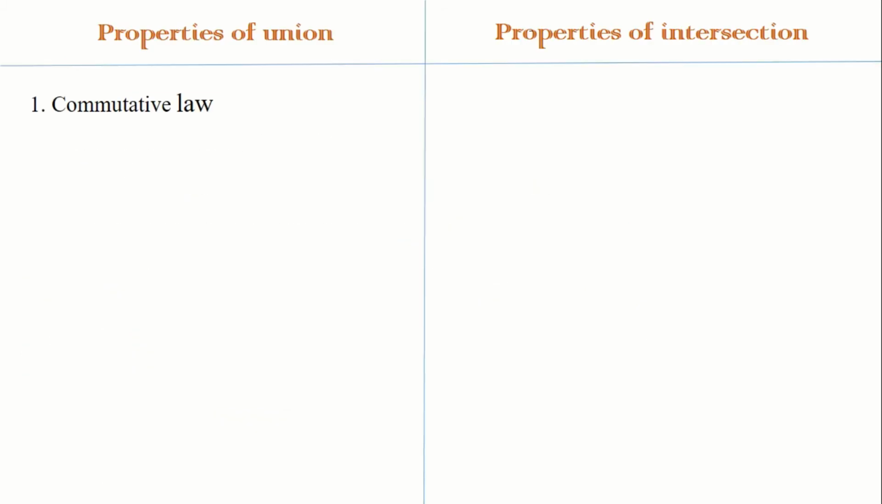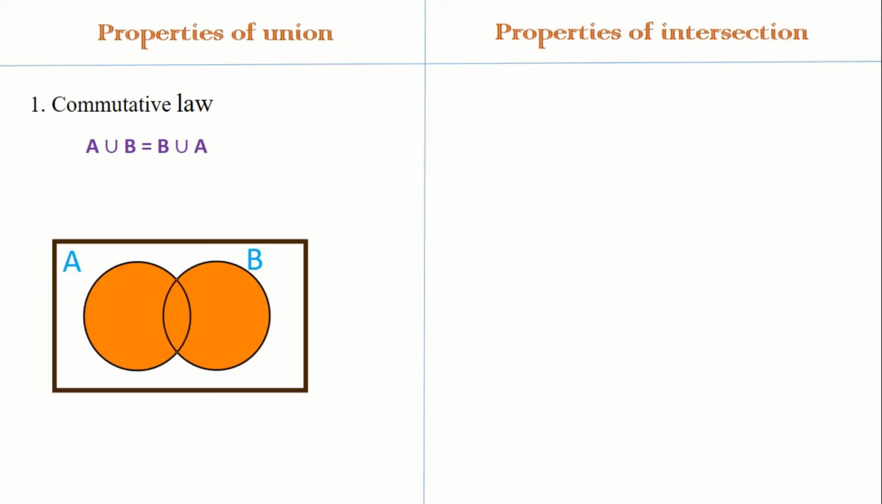The first property is the commutative law for union of two sets, which states that A union B equals B union A. Already we know the Venn diagram for A union B. Here, this orange shaded portion represents the set A union B as well as the set B union A. So, using this Venn diagram, we can easily prove the commutative law A union B equals B union A.